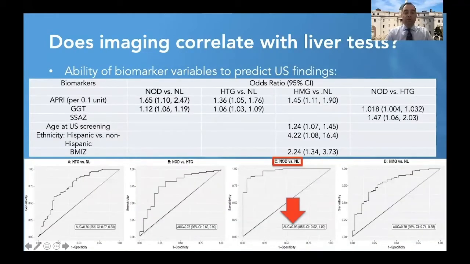Importantly, the ability of certain biomarker variables to even predict these ultrasound findings was further assessed. And I will highlight that those who had a nodular ultrasound versus a normal ultrasound had distinction in the AST to platelet ratio index and GGT, with an area under the receiver operating curve of 0.96, or quite robust.